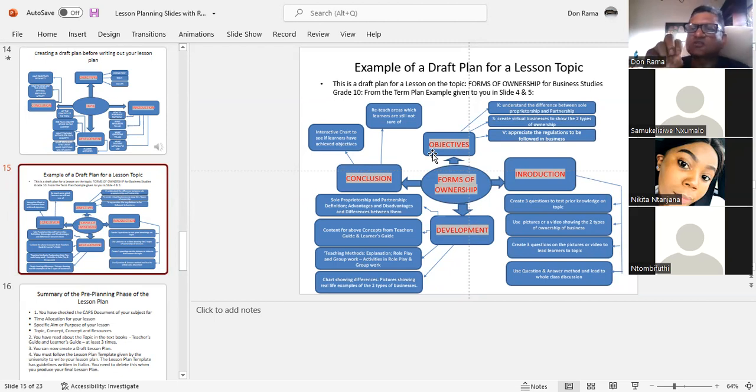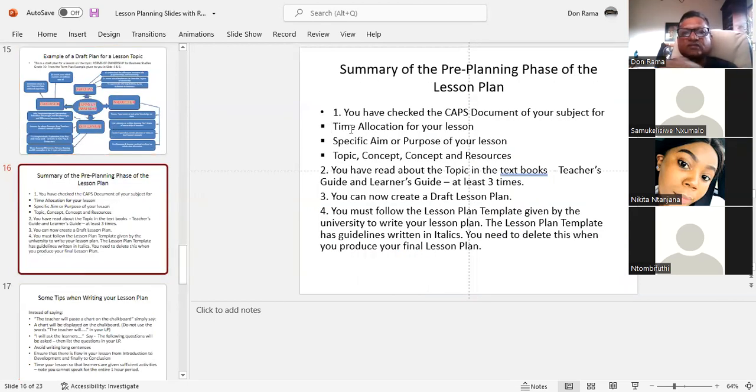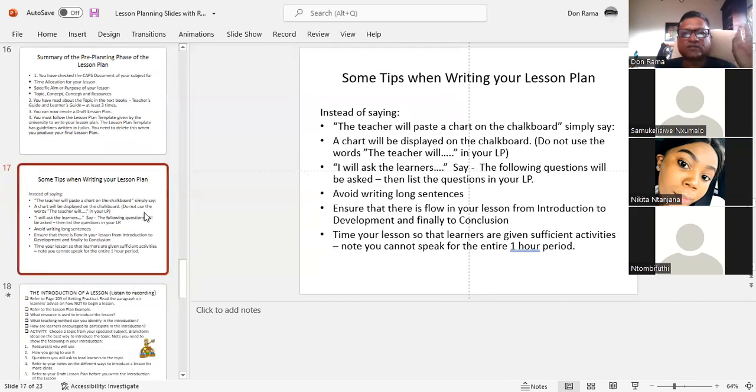I will then take the spider diagram, and when I'm writing the lesson plan in full, that is where we will put in the details, right? So this helps us to structure our lesson plan. This is just a summary of the pre-planning phase of the lesson plan, which you can read on your own. So it's all the things that we said.